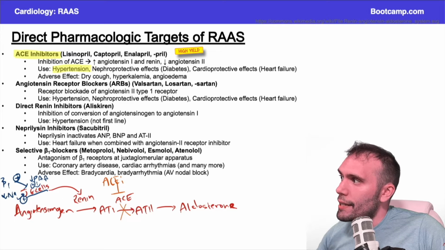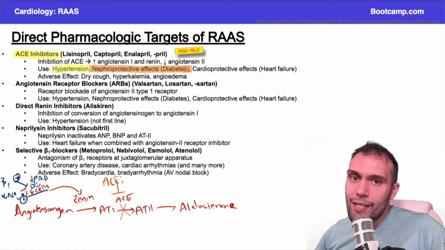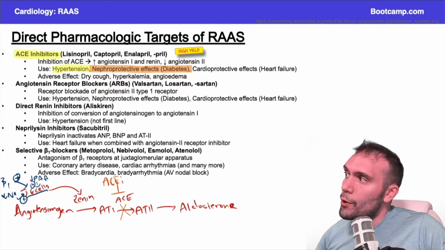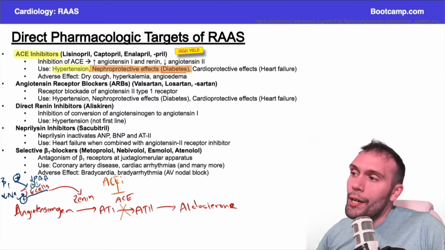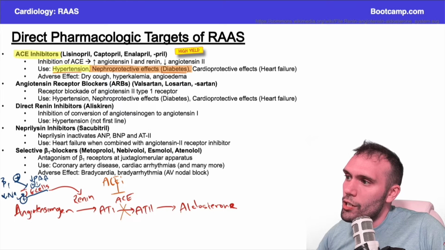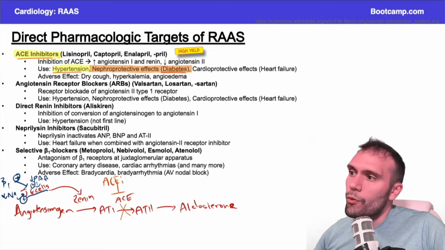Now, the big thing that I really want you to remember is that they have nephroprotective effects for the reasons that I mentioned. If there's a really high pressure, they can dilate the efferent arteriole to relieve glomerular pressure, which is very important in patients that have diabetes, because patients with diabetes can go on to have chronic kidney disease. My point is, if you have a patient that has hypertension and has diabetes, you should be looking at ACE inhibitors first, as one of the first medications for the hypertension.